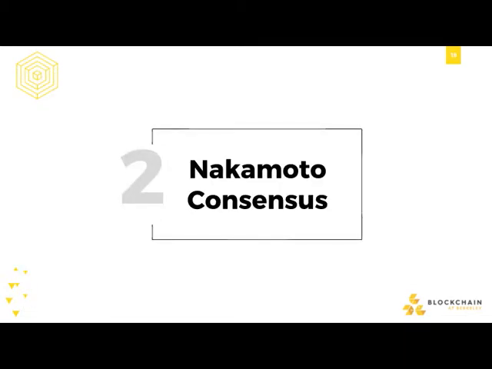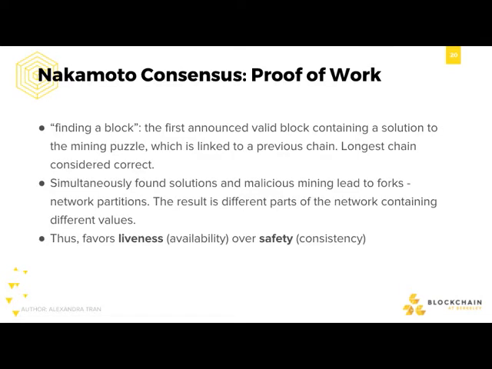I'm going to talk really briefly about Nakamoto consensus. If you recall, proof of work is Bitcoin's consensus algorithm, the original Nakamoto proof of work. In this system, finding a block means being the first to announce a valid block containing a solution to the mining puzzle, linked to a previous chain. And the fork resolving policy is the longest chain. The longest chain is considered correct among multiple forks.